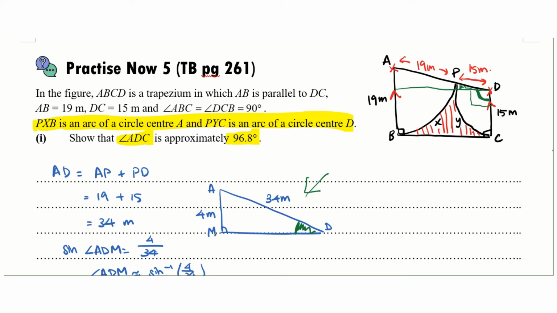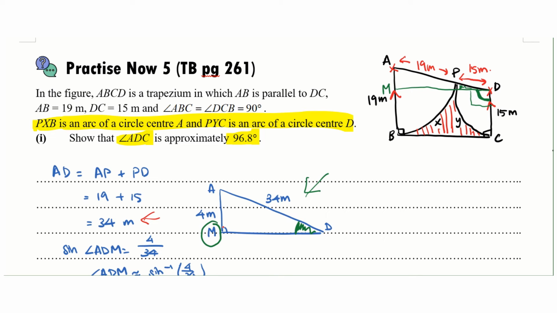If I were to label this section here as M, AM will actually be 4 meters because that is taking 19 meters minus away 15 meters. Next, AD is 34 meters because as explained earlier, we have AP to be 19 and PD to be 15. This is shown in the working here.